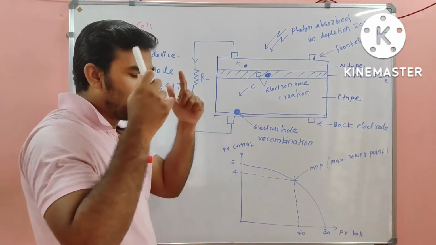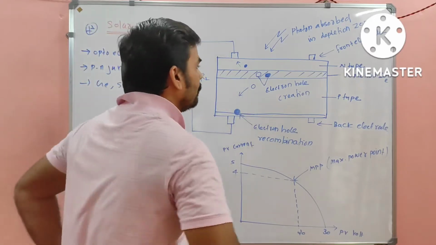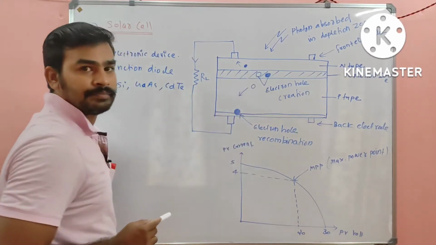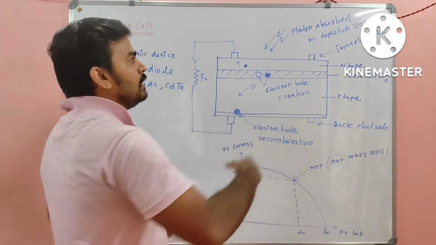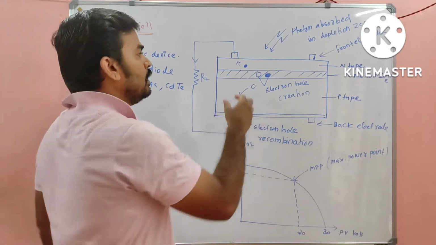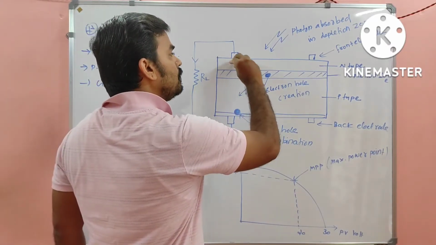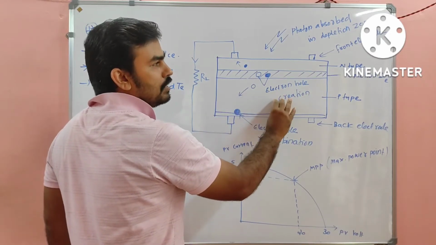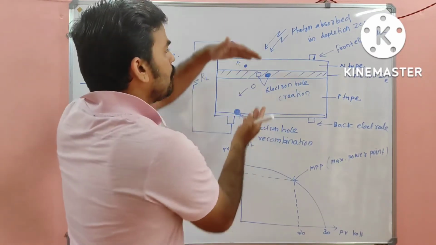You have to think and you have to imagine, then only you will get the idea. So what happened? Electron will move here and hole will move here. Is it correct? And if the photon is continuously absorbing here in the depletion region, sufficient amount of electrons will be here in the N region and sufficient amount of holes will be here in the P region. So it is like a battery.